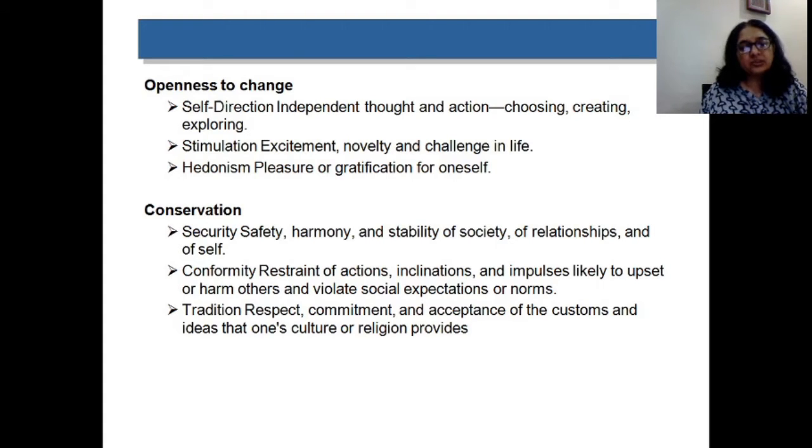Then the person is more conforming to rules and regulations and would not indulge in things that would upset or harm others or violate social expectations. So the person in this category would be more following the norms, rules and regulations of the society and of the family, that have been handed down through the generations and through traditions. Then the person is more accepting of the customs and rituals of one's culture or religion.